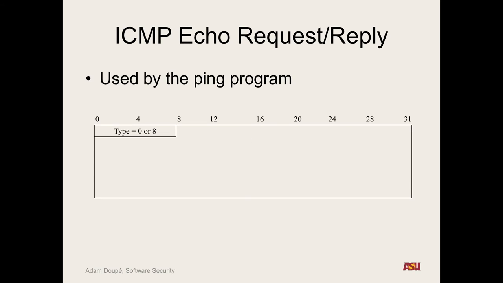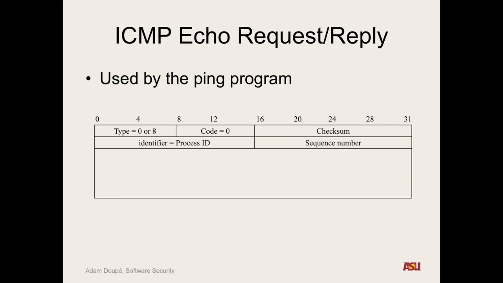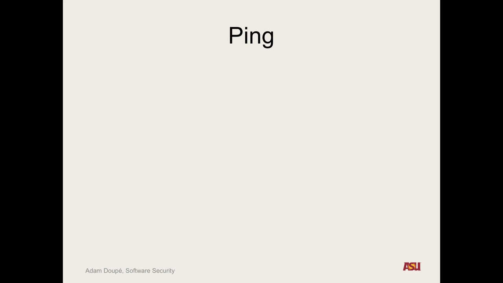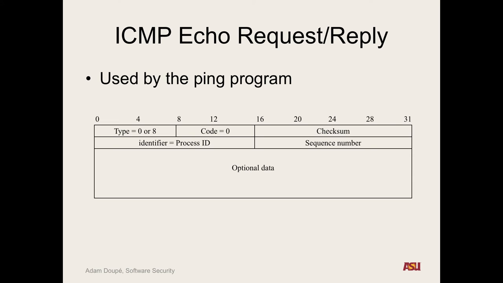Okay, so the echo reply just kind of looks like this. We have the identifier, we have a sequence number, and we have some optional data. Right, so we think, well, this is an incredibly useful debugging feature for the networks. There's no possible way this could ever cause a security problem, right? Right?